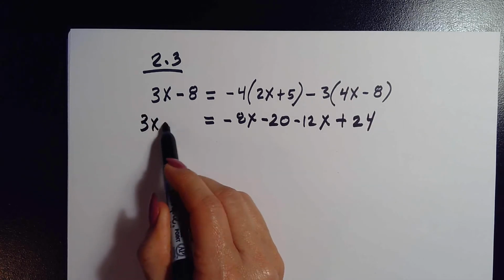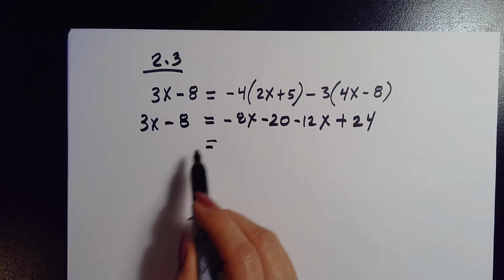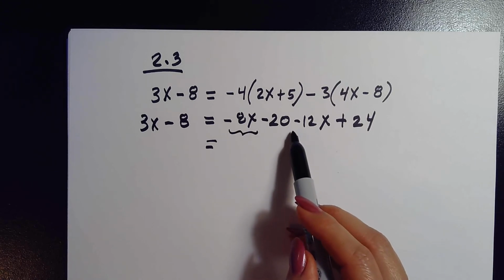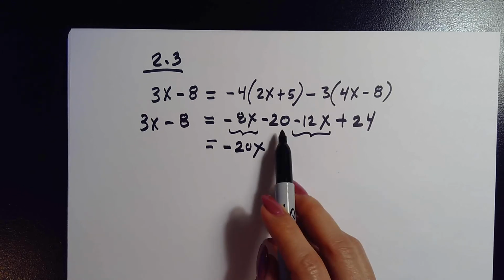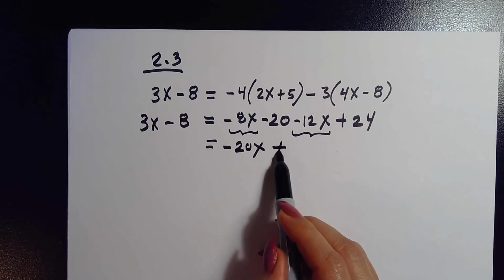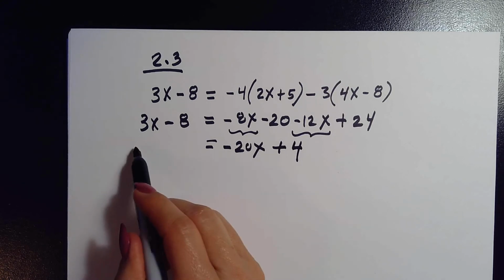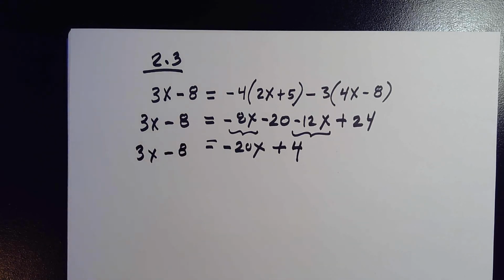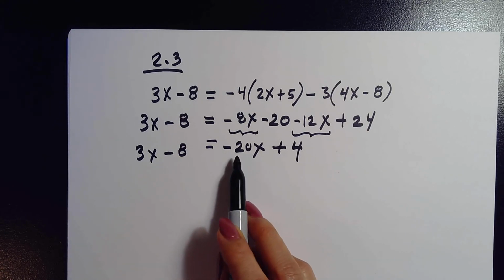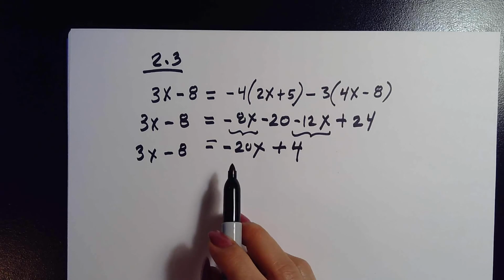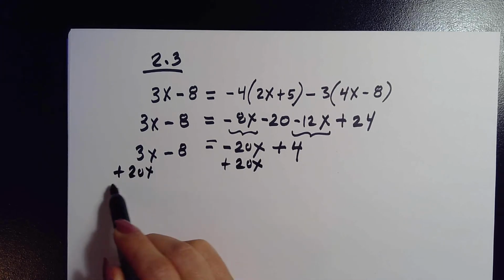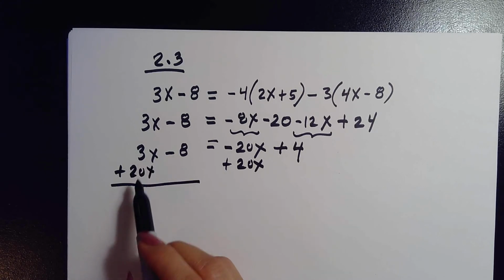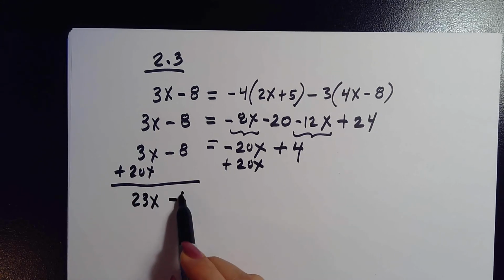Bring down the 3x minus 8. And then combine like terms. So you have negative 8x, negative 12x. That's going to give us negative 20x, right? And negative 20 plus 24, that's going to give us plus 4. Okay, and then bring down 3x minus 8. Okay, and so I'm going to move the negative 20x to the left so that I keep the x positive. So plus 20x, and that's going to give me 20x plus 3x is 23x. Bring down the negative 8.